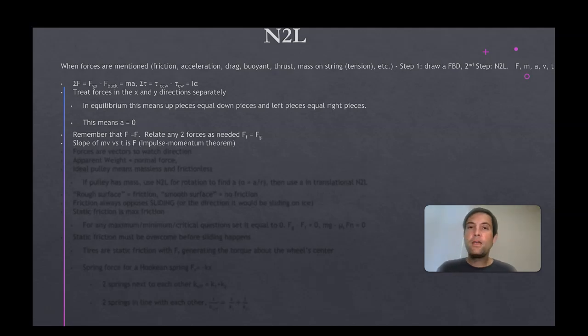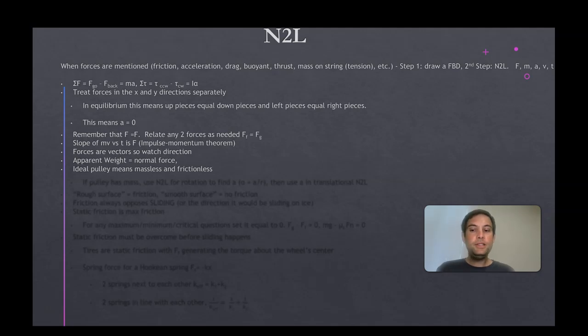That may be useful. The slope of an mv versus t graph is F, or the slope of a p versus t graph is F, lowercase p for momentum. This is the impulse momentum. Forces are vectors, so watch your direction. Apparent weight is your normal force. If your normal force is greater, you're going to feel heavier. Like if you're in an elevator moving up and slowing down, you're going to feel heavier. Or at the bottom of a roller coaster loop. Greater normal force, so we feel heavier. A scale gives you the reading of that normal force.